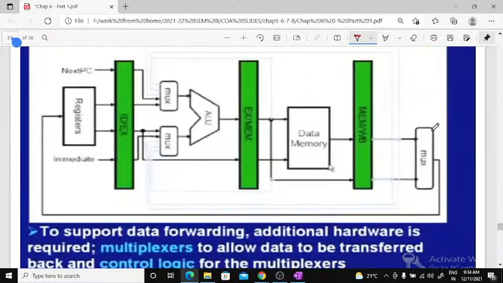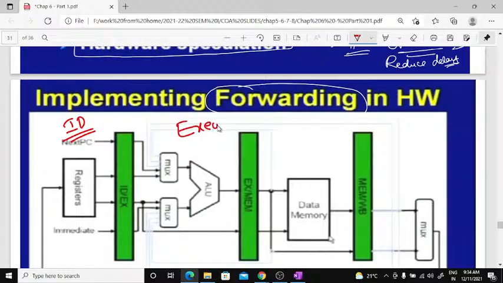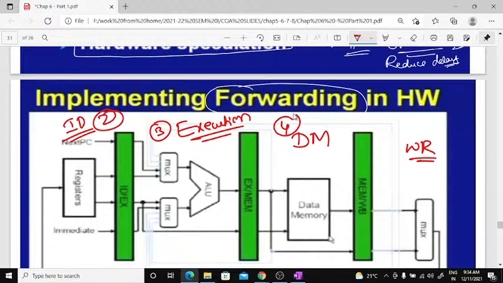Okay, so here you can see this is the instruction decoding stage, this is the execution stage. Okay, then it is the data memory, the fourth stage, and it is write result. Okay, the second stage, the third stage, the fourth stage and the fifth stage.